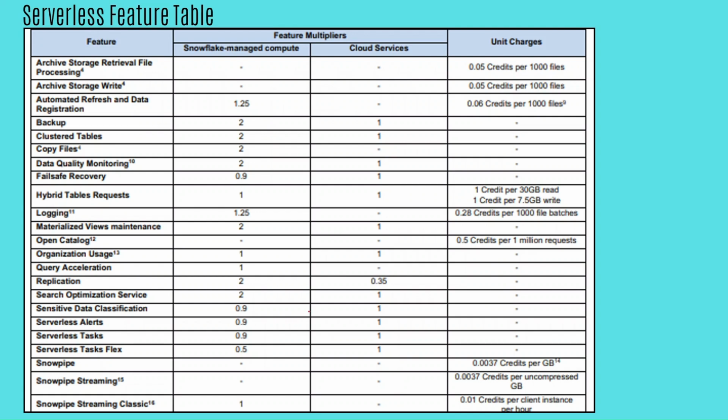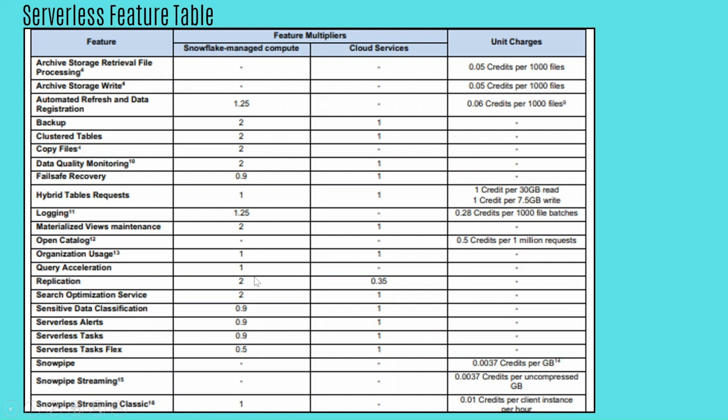So serverless services do not come for free. All these, everything you need to consider. Got it? Can you see this? Where is that query accelerator, right? For query accelerator, it's 1, and this is only for Snowflake managed compute. Got it? Query accelerator, you know that, right? So in query accelerator, there is no cloud service feature multiplier, which means your cloud service is not running. It's not doing anything for query accelerator. The total cost is only with Snowflake managed compute.